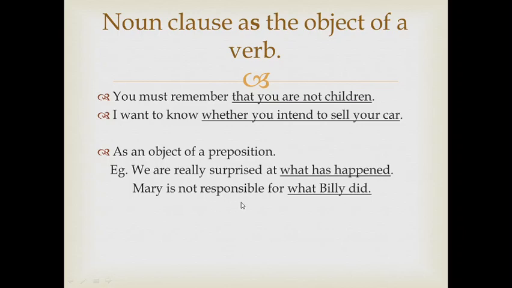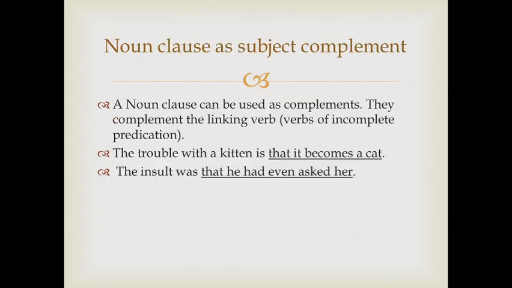Mary is not responsible for what Billy did. Responsible for is the preposition and it comes as the object of the preposition for. For what? For what Billy did.